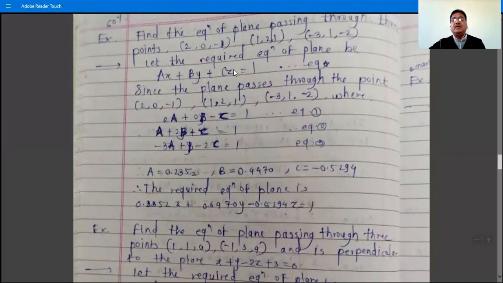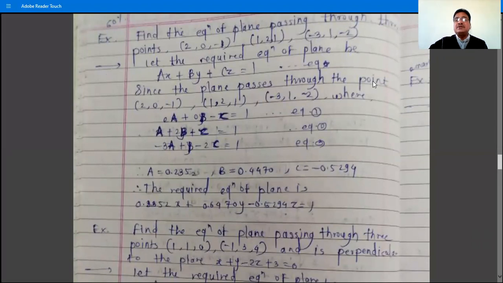This is actually the general form. The general form of the equation of a plane is Ax plus By plus Cz plus D is equal to 0. If you divide by minus D, we have this equation. So in order to solve this problem, that is, the equation of the plane passing through 3 points, use this equation: Ax plus By plus Cz is equal to 1, where A, B, C are capital ABC.